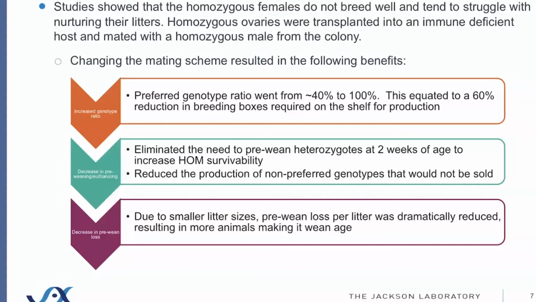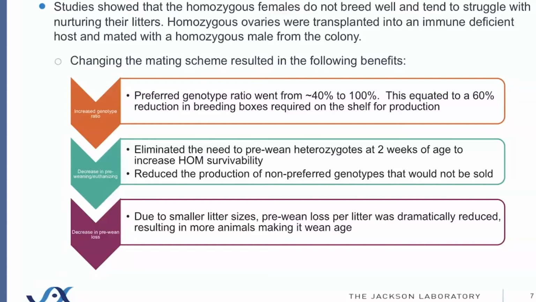We also eliminated the need to pre-wean heterozygotes out at 2 weeks of age to increase survivability and reduce the production of non-preferred. So this is more like producing mice that you're ultimately going to discard because you don't need them. That was something that was very key to my heart, trying to reduce the number of mice that we were making that we were not going to be using. So utilizing ovarian transplants allowed us to eliminate this process.